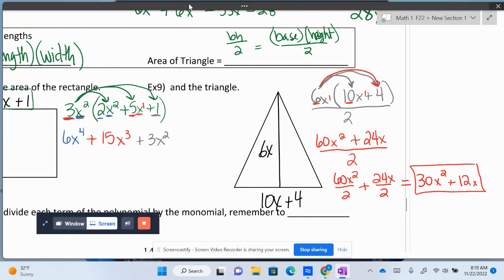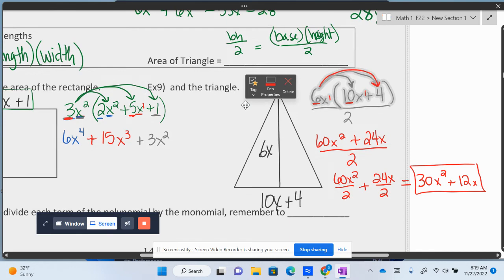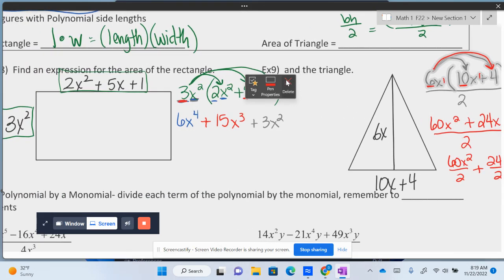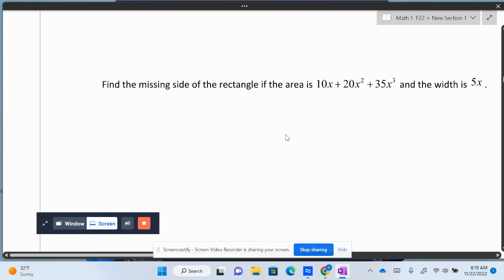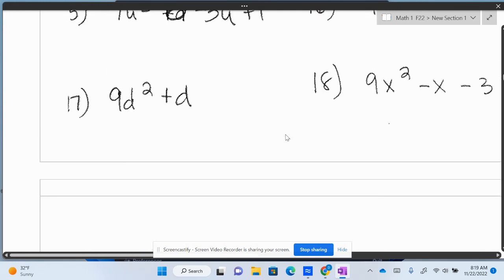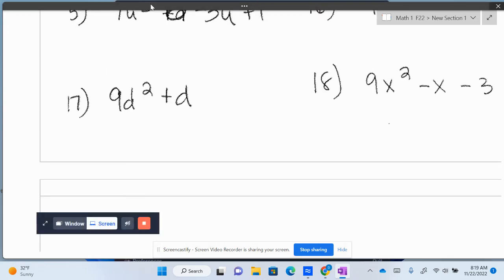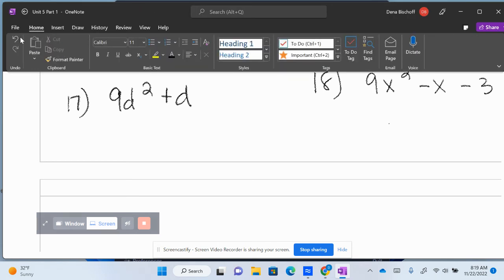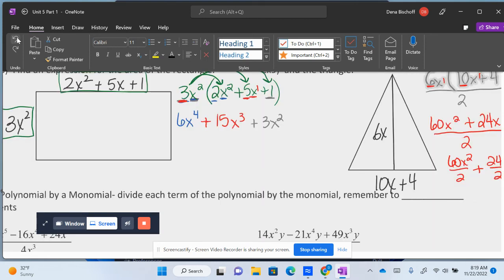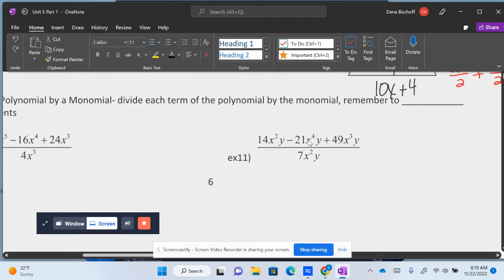So our last couple examples, imagine we're given the area and a side length and we're trying to figure out the other one. So we have to divide. Where did that just go? Hang on a second. My notes just disappeared. Undo. Okay. That was crazy. Okay.